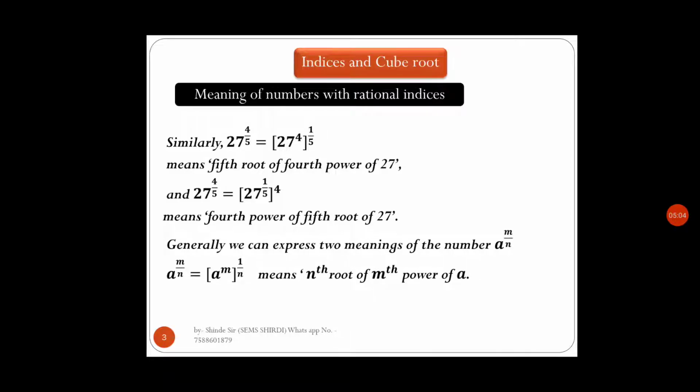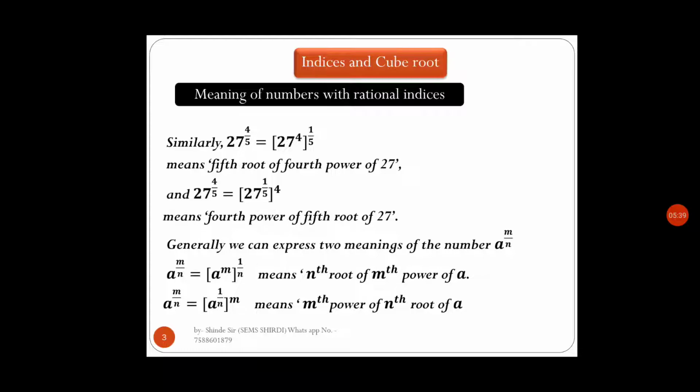Okay, and the second meaning is a raised to m by n is equal to, in brackets, a raised to 1 by n, raised to m, and the meaning of this is the mth power of the nth root of a. Again I repeat this concept. Here a raised to m by n, where m by n is the rational index of the number, has two meanings: the root of the power or the power of the root.